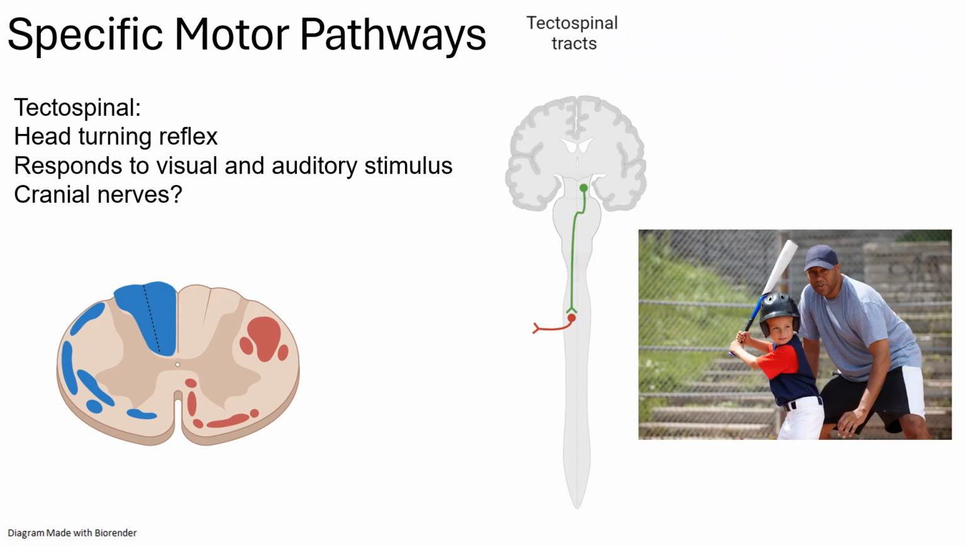The tectospinal tract is very important in many sports, such as baseball. This pathway houses motor neurons that originate in an area of the brain called the midbrain. The midbrain is the superior most portion of the brain stem. This area of the brain is involved in taking visual and auditory info and producing head movements. It's kind of like how you just can't resist turning your head in the direction of a loud noise. This head turning, the reflex, is the result of the midbrain controlling your neck muscles.